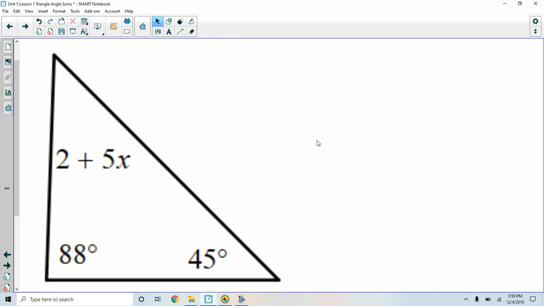So I want you to find the value of x in this triangle using the same methods we just used. Make sure to just type only the value of x when you answer the question.